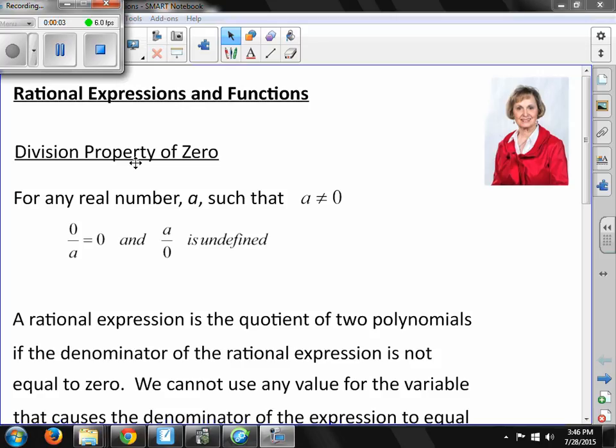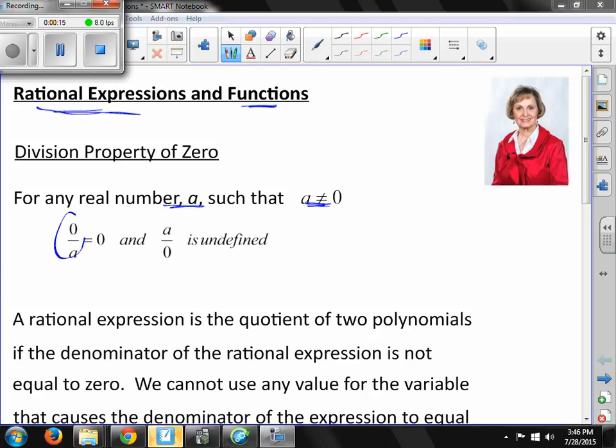In this video, we're going to talk about rational expressions and functions. We'll first start with the division property of 0. For any real number a such that a is not equal to 0, 0 divided by a is equal to 0. For example, 0 divided by 5 is equal to 0 because 0 times 5 is 0. And we say division by 0 is undefined.